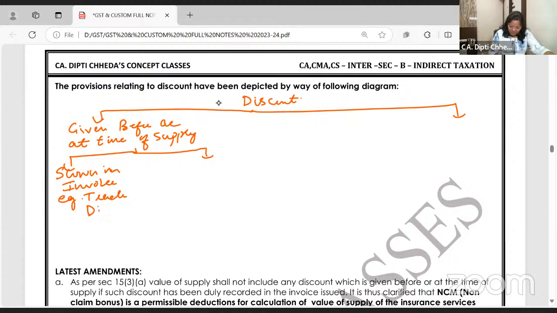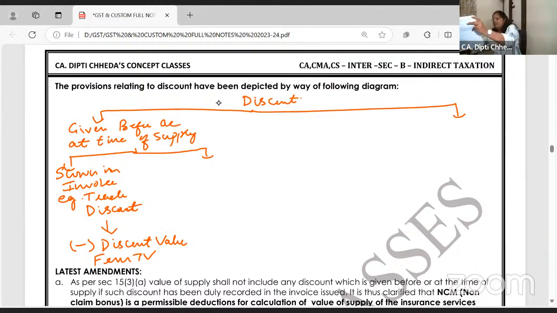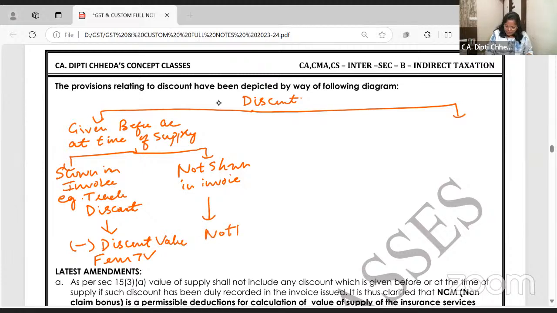Trade discount. Is it shown in the invoice? Yes. So shall we deduct it, minus the discount value from the transaction value? Is that clear? Trade discount is shown in the invoice. Shall we deduct it and then calculate the GST? Answer is yes. It is decided that there is a discount, but it is not shown. We have given you a scheme, but it is not shown in the invoice. If it is not in the invoice, then not deductible. Don't deduct.